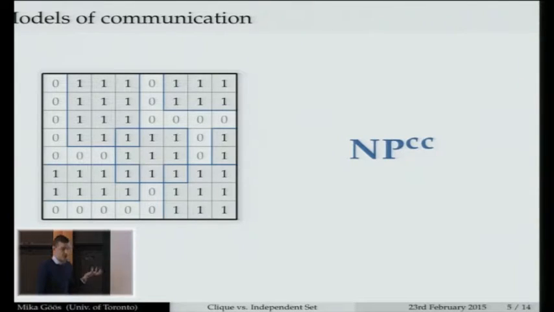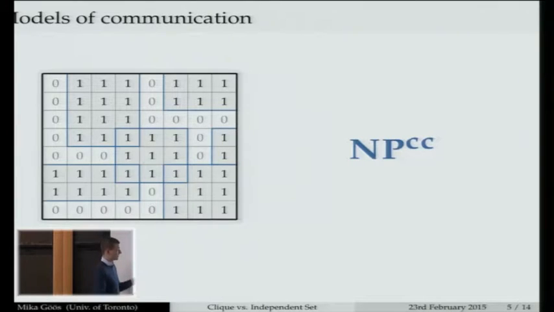So for example, these non-deterministic protocols, they're nothing but coverings of the one entries of the communication matrix with rectangles. It's not hard to see that in a non-deterministic protocol, these proof strings are in one-to-one correspondence with combinatorial rectangles. And so then, in fact, the non-deterministic communication complexity is just the logarithm of the minimum number of rectangles you need to cover the one entries.